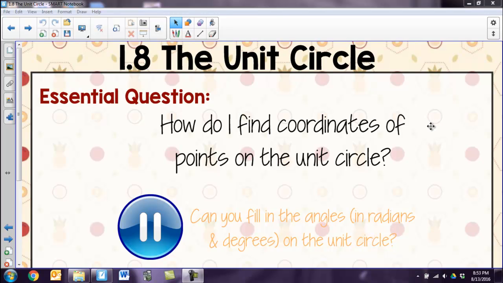Hello there. So today we are talking about this unit circle. Everyone's told you about it. You're like, what is this? We're going to figure out what the coordinates of points are on the unit circle.